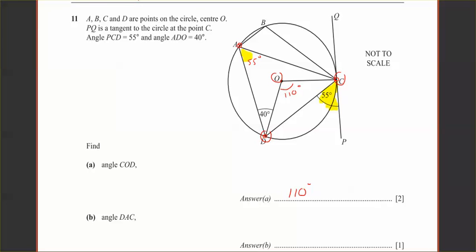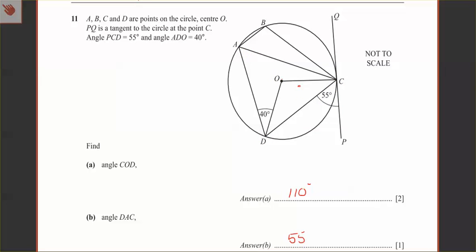There is actually another way to get this, because we've already worked out DAC to be 55. So there is another way to work out COD. So I'll take you through that as well. So I'll get rid of the notes.